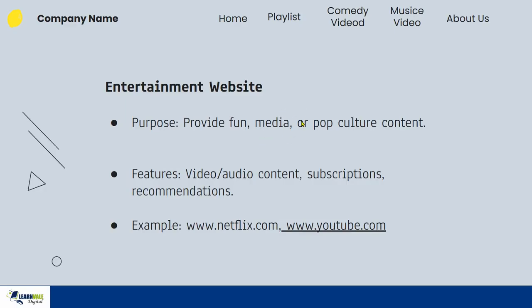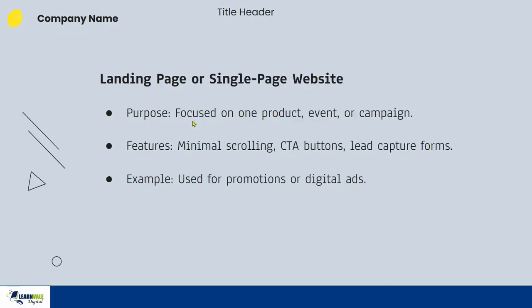Then we can also have something like an entertainment website. It's more like YouTube and Netflix. You find video, audio content in it. Okay, they can also be built with subscriptions, whereby you have to subscribe before you access some content and all that. So this is an example of an entertainment website.